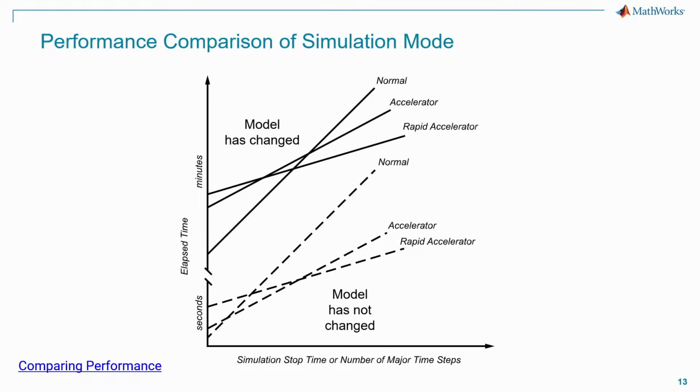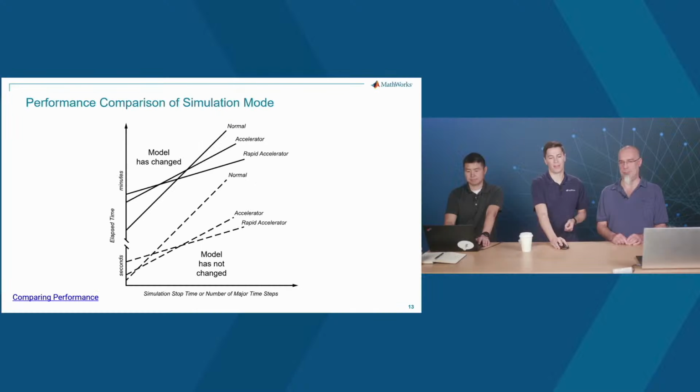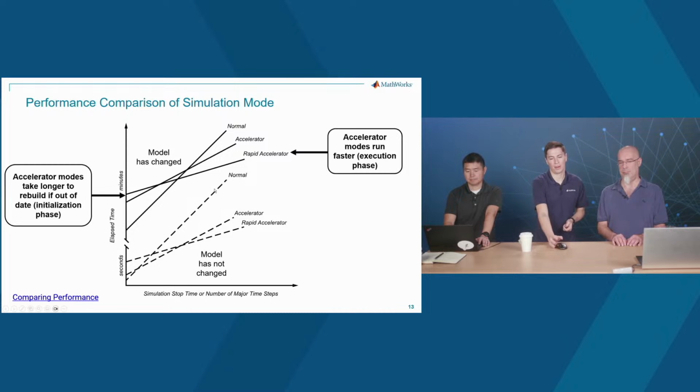You'll notice that even for a simulation that isn't running for any time steps, the point where we intersect the y-axis is the full initialization time, basically the time it takes just to get the simulation initialized. Here, normal mode typically initializes much faster than the accelerator and rapid accelerator modes because we need to do that compilation step in the accelerated modes. But as we increase the number of time steps that we simulate for, because rapid accelerator and accelerator modes run faster, the overall simulation will run quicker.